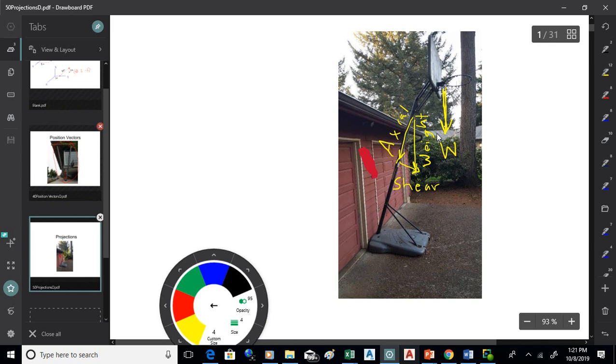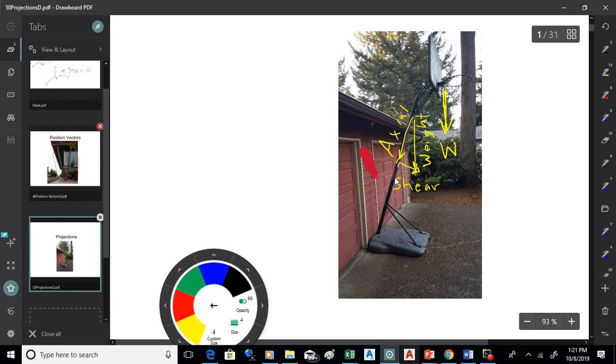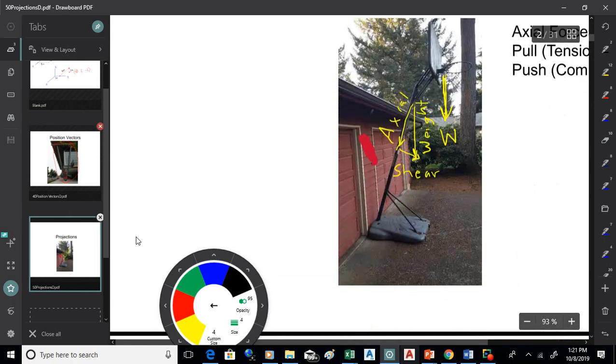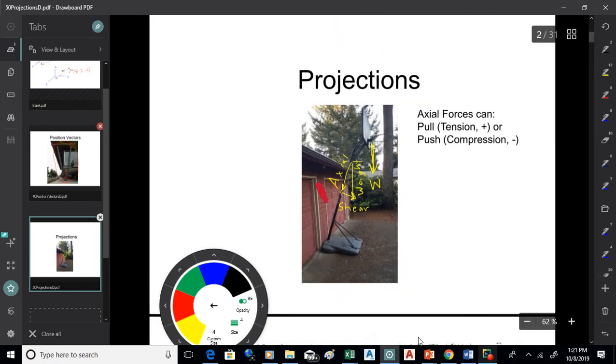All right, let's have a look then at figuring things out about which way these vectors point and how we deal with that. There's a basketball standard. Of course, the weight of the basket pulls down, but notice that the support for it doesn't go straight up and down. It goes at an angle. Now, when you're designing things like that, you focus on two things typically.